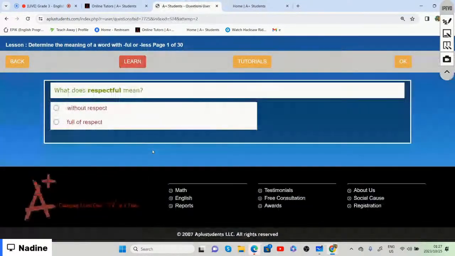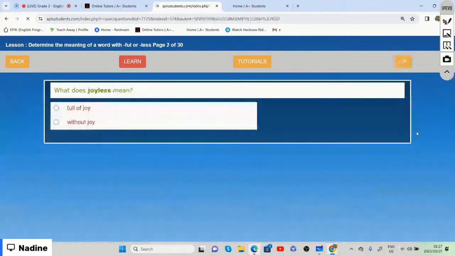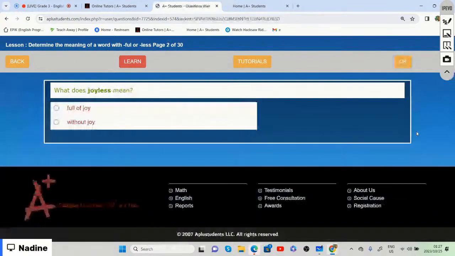So now we are going to say, what does respectful mean? We are now doing the test. Does it mean without respect, or does it mean full of respect? Respectful. All right, if we look at the word respectful, then yes, we can say it is full of respect, and full of respect is correct. So well done. Because remember, we said that full means full of something, so our word changes when we add that suffix.